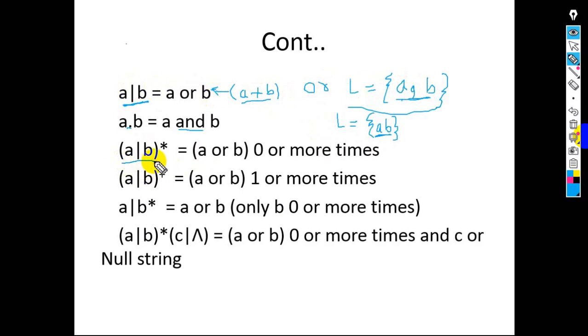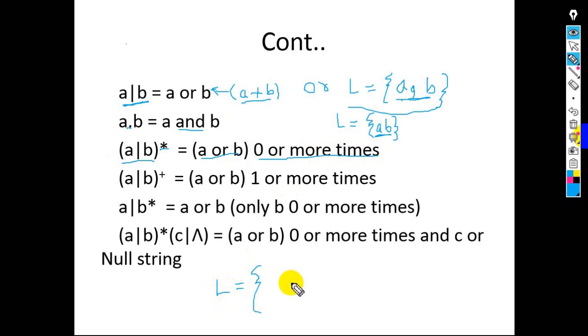So this is also a regular expression. So here we have A or B, simply A or B, but here we have (A or B) whole star. So this is Kleene star closure on A or B. So what does it mean? It means A or B, look at this, A or B, 0 or more times. 0 or more times. What does it mean? Let me represent this in a language.